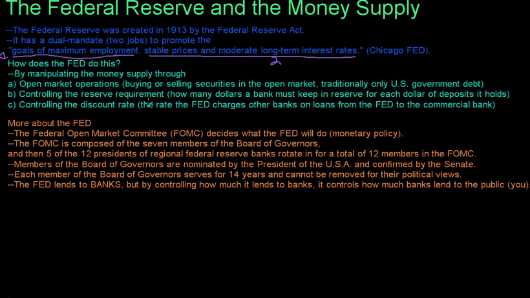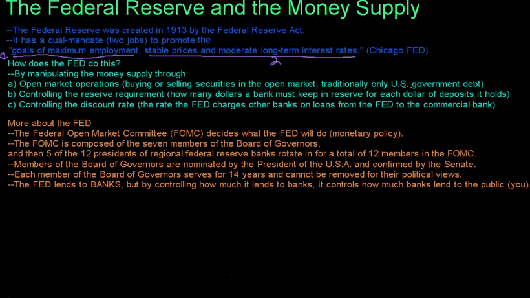So what are the tools that the Fed has to do this, to both create maximum employment and stable prices and moderate long-term interest rates? It can do this by manipulating the money supply, and it has 3 different ways to do that. It can use open market operations, which is either buying or selling securities, financial assets, in the open market. Traditionally this has only been U.S. government debt, but that isn't necessarily the case now. It can control the reserve requirement, which is how many dollars a bank must keep in reserves, how many dollars it has to keep in its vaults, you can think of it, for each dollar of deposits that it holds.